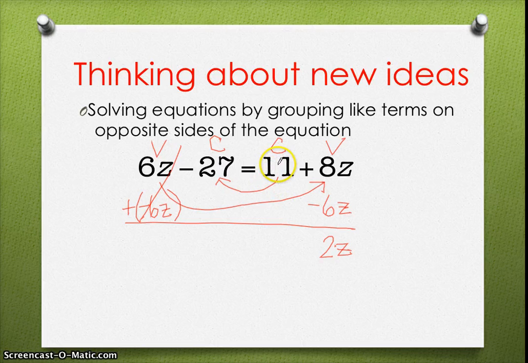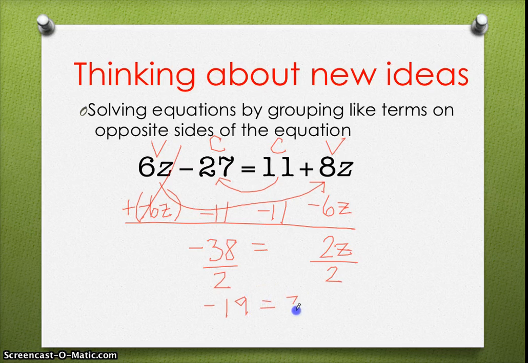If I'm moving my 11 from the right to the left, I started out by adding 11, so I need to subtract 11 on both sides. Subtract 11. So I have negative 27 with another negative 11, so that gives me a negative 38 equals 2z. Once I get to this equation, it's just a one-step equation, and I know that the z is being multiplied by 2, so I'm going to do the opposite, which is divide. And when I divide both sides by 2, I get an answer of negative 19 equals z.